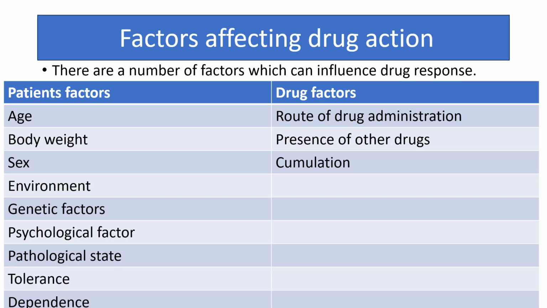Now, there are a number of factors which can influence the response to a drug. First is the patient factor and another one is the drug factor. In patient factors: age of the patient, body weight, gender, environmental factors, genetic factors, psychological factors, pathological state, tolerance and dependence. All these factors depend on the patient. Another one is the drug factors, which include route of drug administration, presence of other drugs and accumulation. We'll see all these factors in brief.